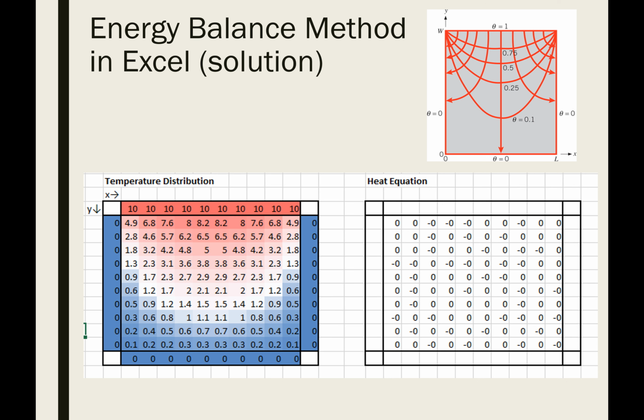So watch the lecture videos. They're actually listed in the homework. I also posted them on Canvas. So go watch those. It'll walk you through how to do this method and how to apply a numerical method to solving the heat equation. Thank you.